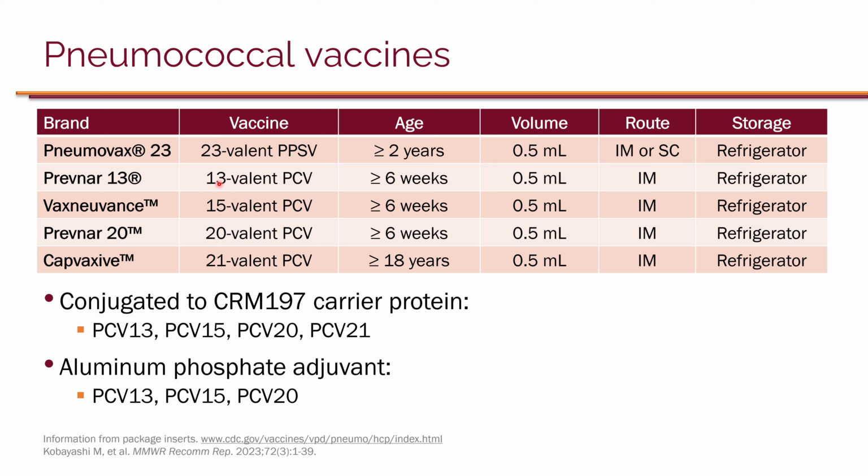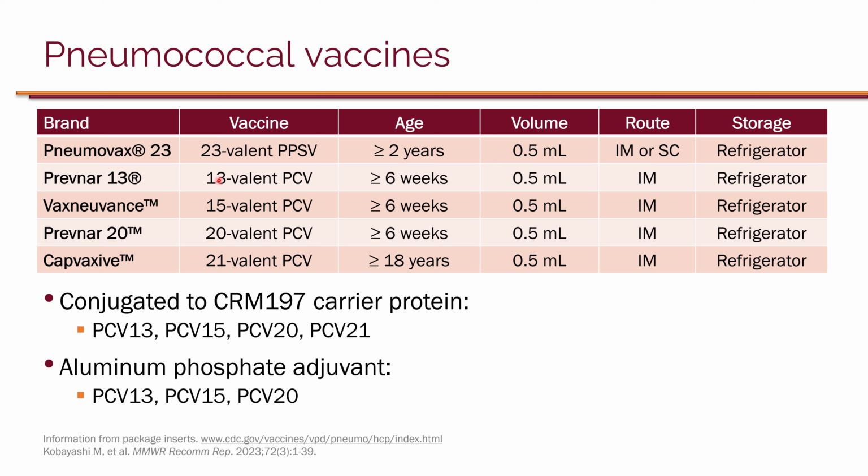Prevnar 13 targets 13 of these serotypes. Then we have Vaxneuvance, which is PCV 15, Prevnar 20, which is PCV 20, and Capvaxive, which is a PCV 21. Now, with the exception of PCV 21, they're all approved for adults and children.